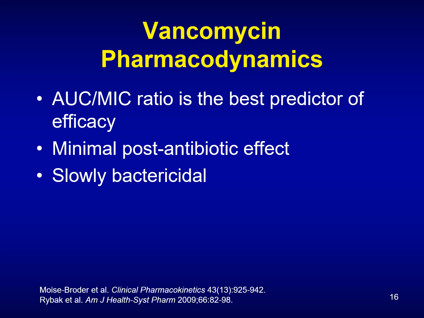Area under the curve, AUC over MIC ratio, is the best predictor of vancomycin efficacy. The drug displays minimal post-antibiotic effect and is slowly bactericidal.